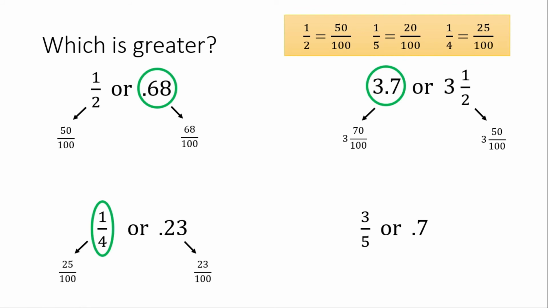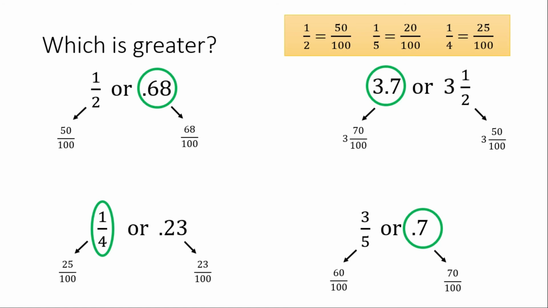And finally, in the bottom right, we have 3/5 or 0.7. Let's start with our 3/5. We know that 1/5 is 20 hundredths, but this is 3/5, so we're going to have to count by 20s. We're skip counting. So 20, 40, 60. 60 hundredths. And then 0.7. Well, 0.7 is the same as 0.70, and 0.70 is the same as 70 hundredths. So which is greater, 60 hundredths or 70 hundredths? 70 hundredths is greater.